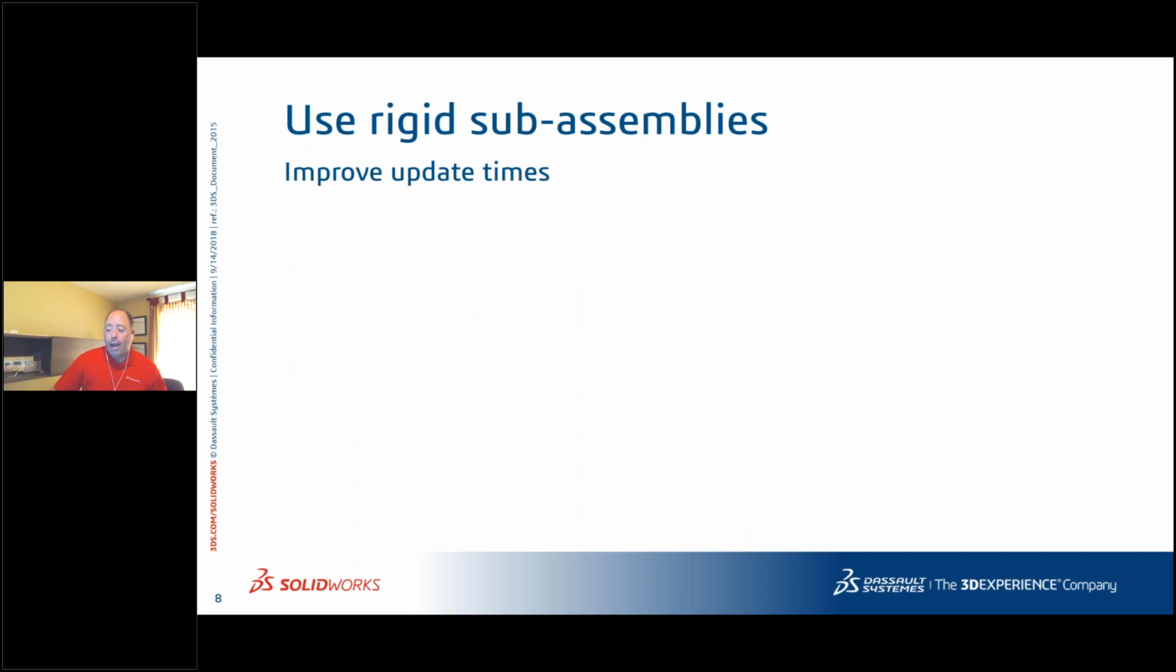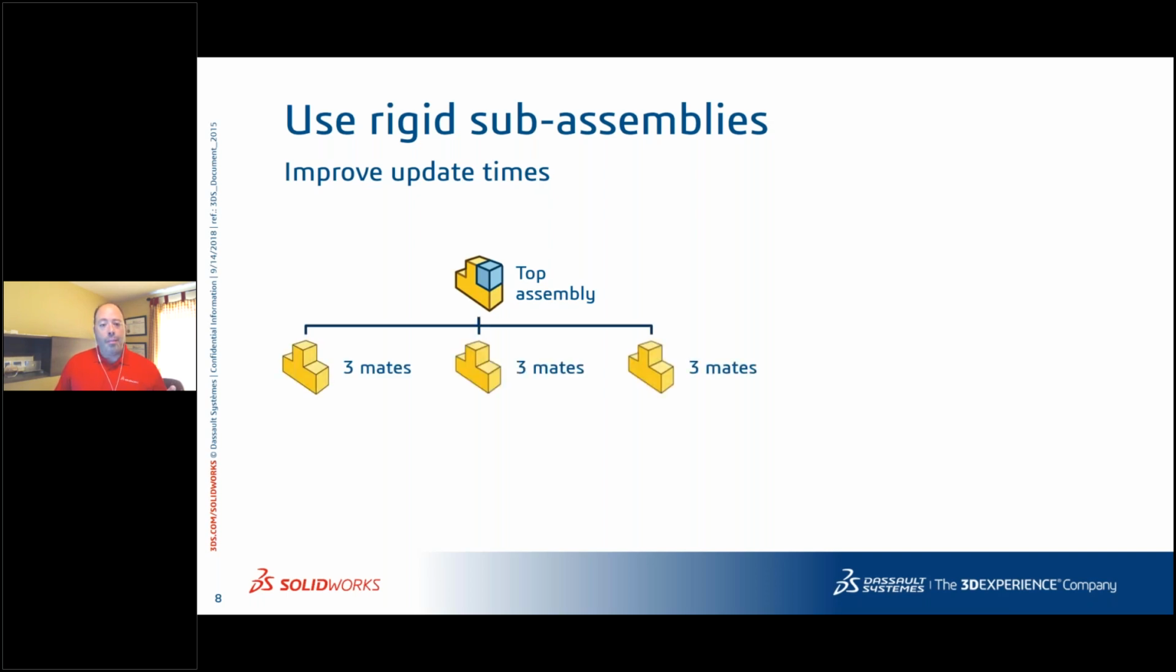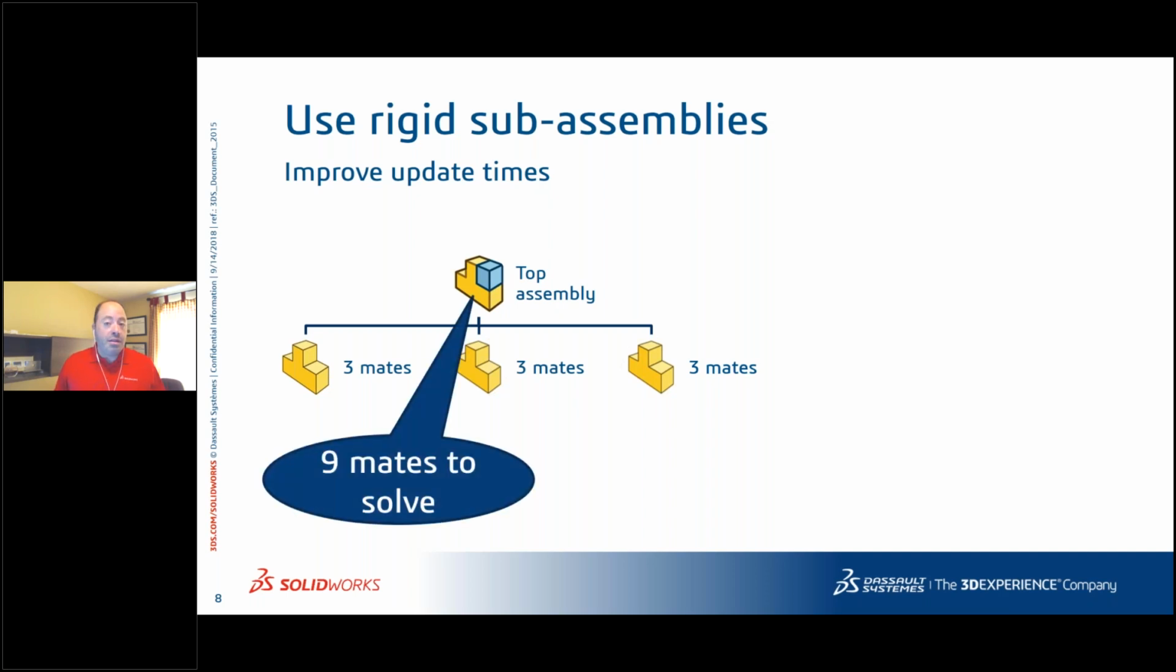relationships. Another tip: using rigid subassemblies, and I'm going to emphasize the word rigid subassemblies. So here's a typical concept, typical assembly. I got my top level assembly. In that top level assembly, I'm putting 3 parts. Each of the parts has 3 mates to define them. So that means that at the top level assembly, it has to calculate 9 different mates. It has to solve 9 different mates. Makes a ton of sense, right?